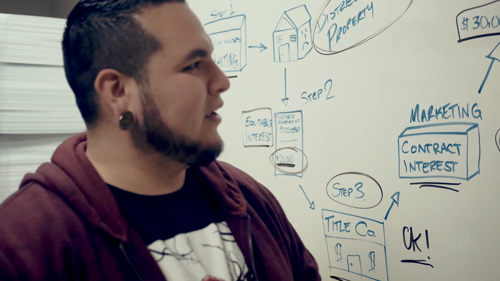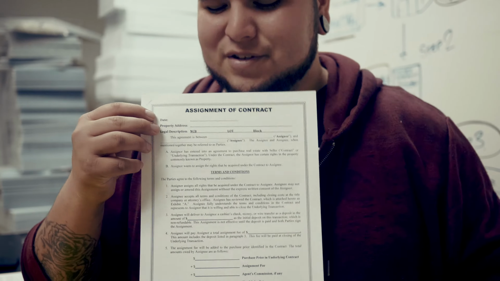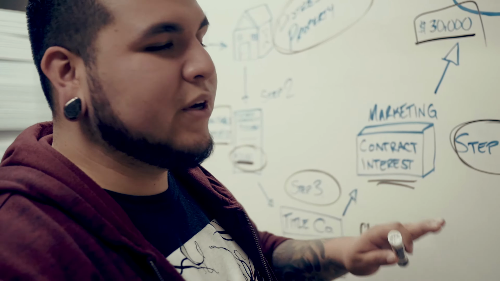We're going to come to an agreement again, and this agreement's done on what's called an assignment of contract. This is the assignment of contract that I use. If you subscribe to this video, I'll send you a copy of this bad boy. And the assignment of contract states that the buyer is going to be taking over the original purchase agreement and handling everything in your place.